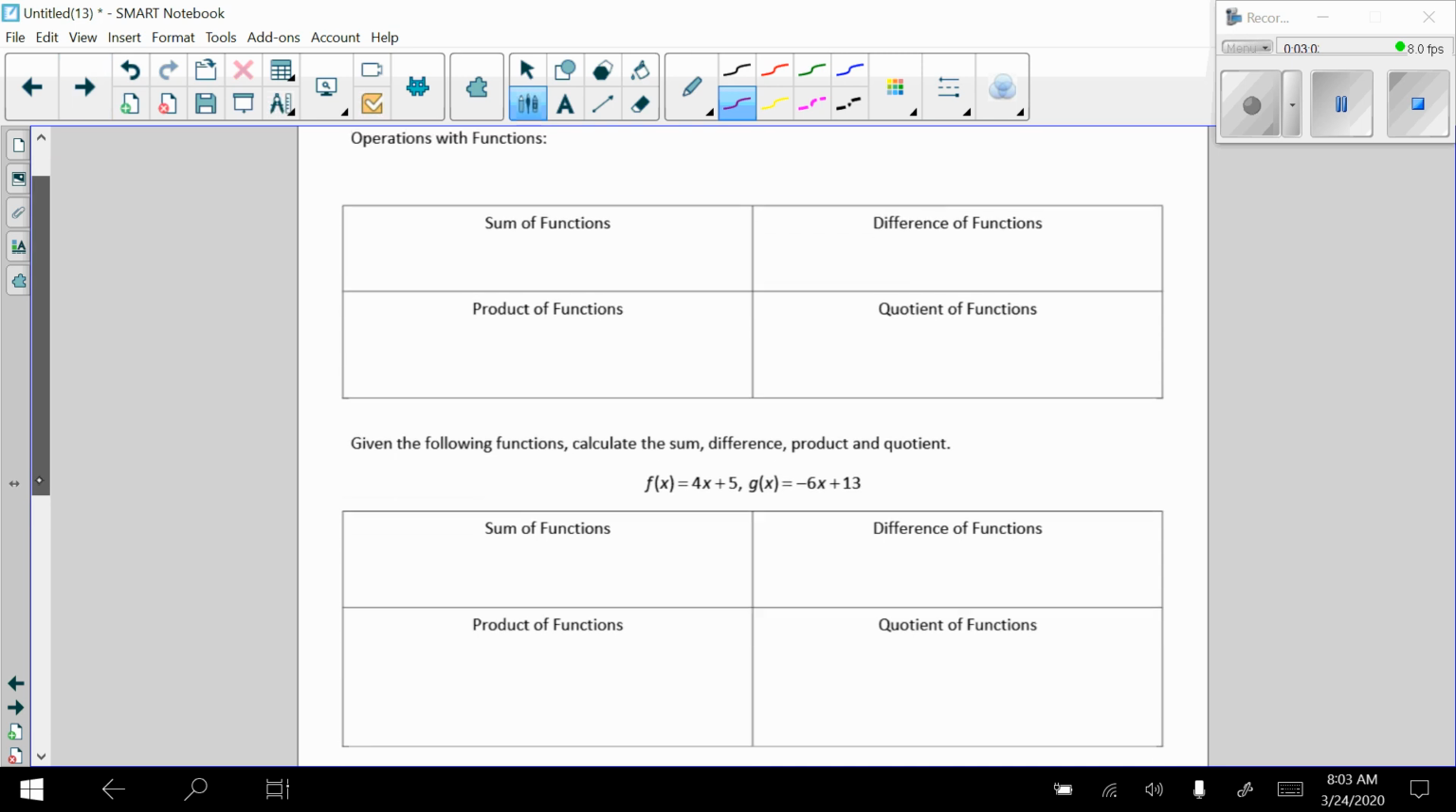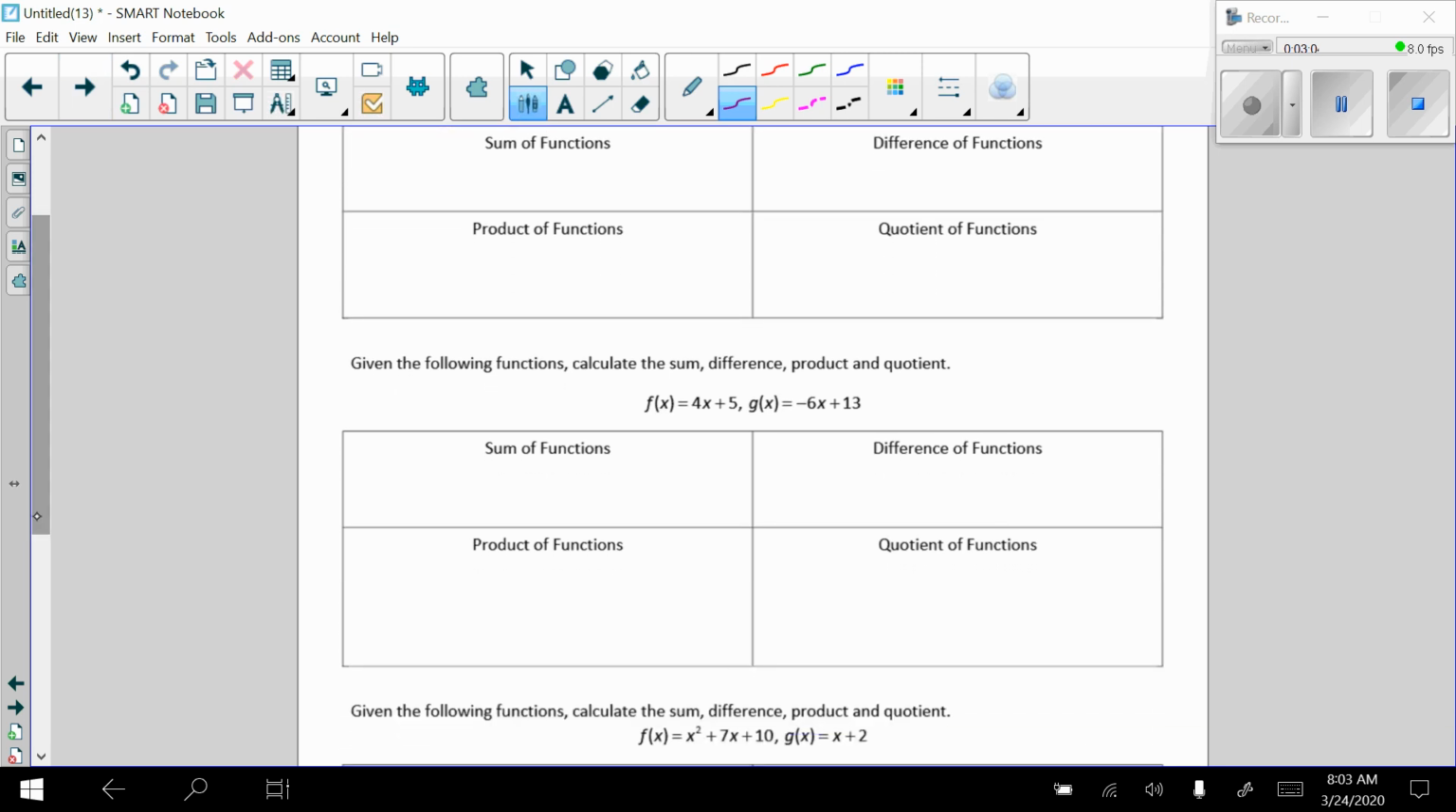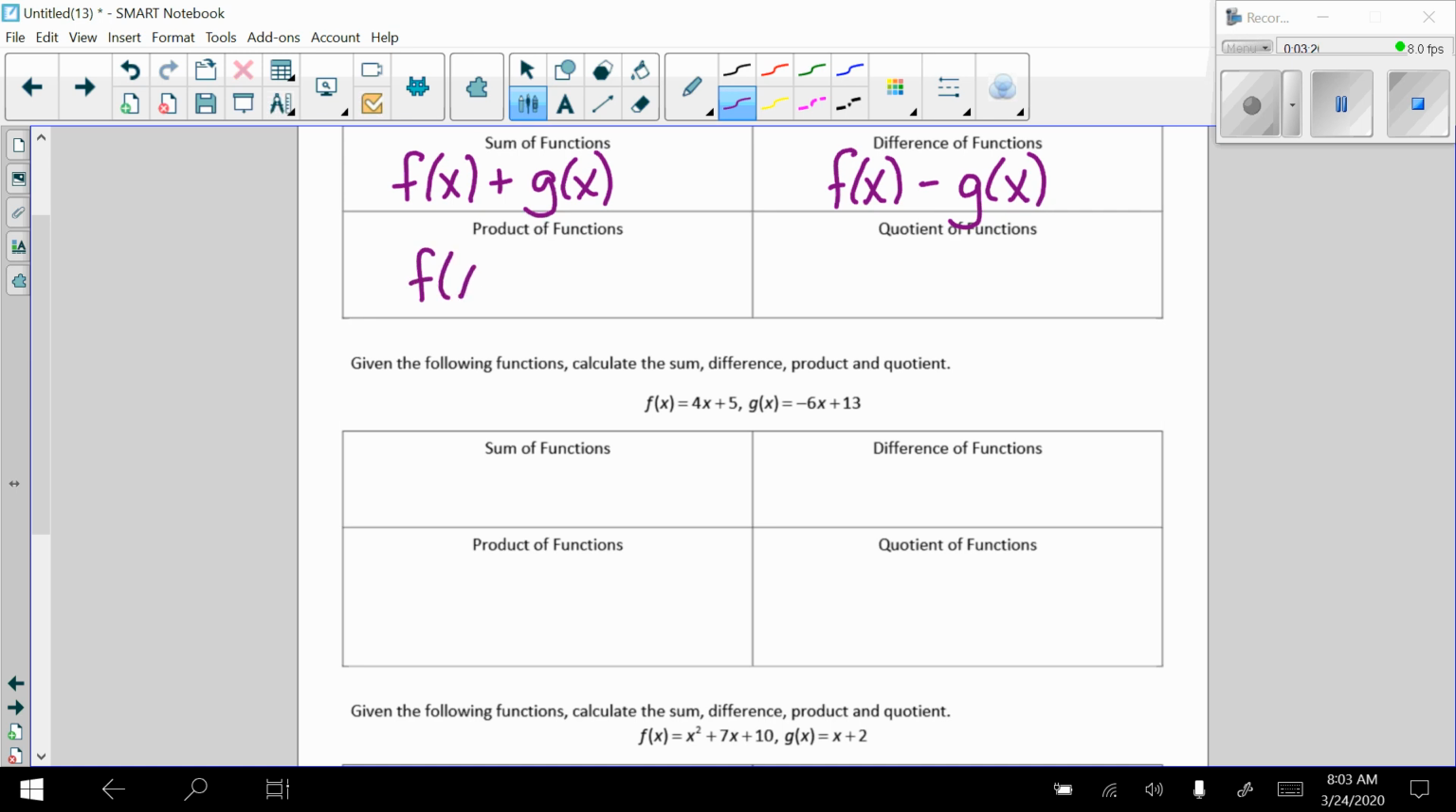Some other things that we can do with functions are we can add, subtract, multiply, and divide them. So to indicate that we want you to add two functions, we're simply going to write f of x plus g of x. For subtraction, you can probably figure that one out: f of x minus g of x. Product means multiply, so we'll typically write f of x times g of x, like that. And for division, f of x divided by g of x.